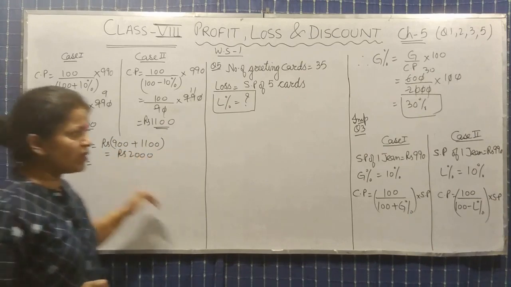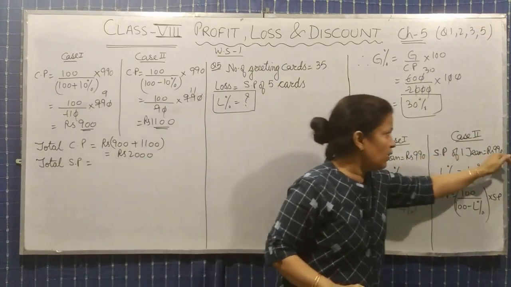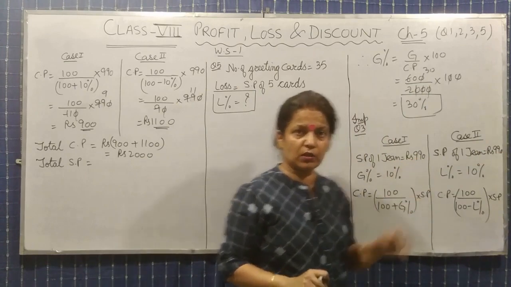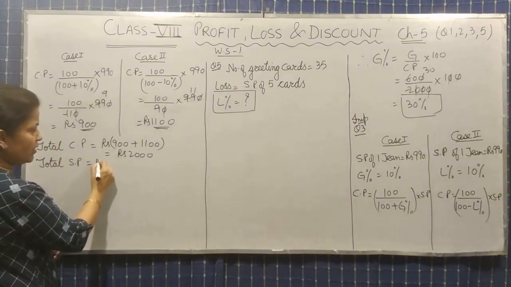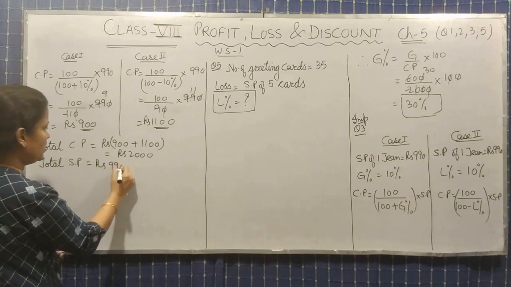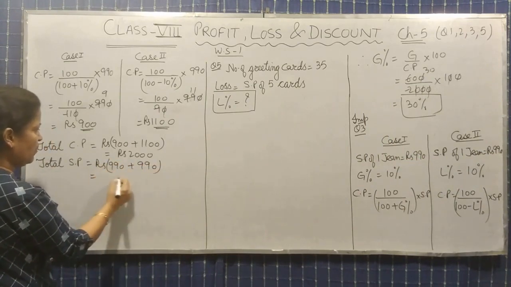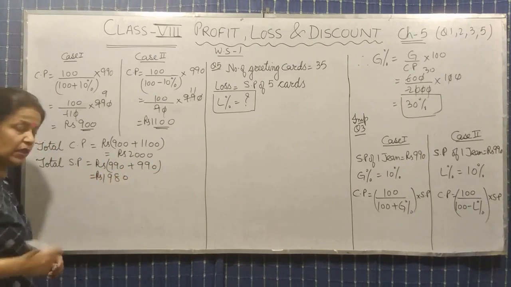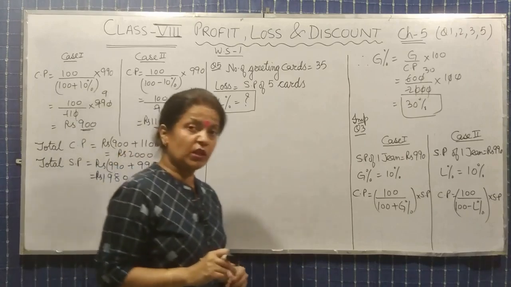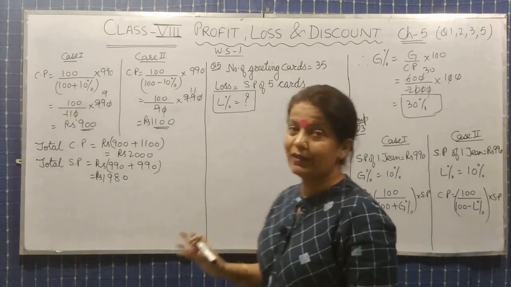And what should be the total selling price? Total selling price will be the sum of these two, isn't it? Like the total cost price, now we will find the total selling price. So rupees 990 plus 990. So it is coming as rupees 1980.